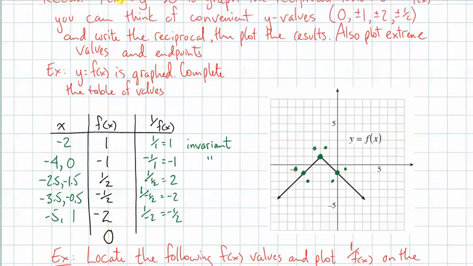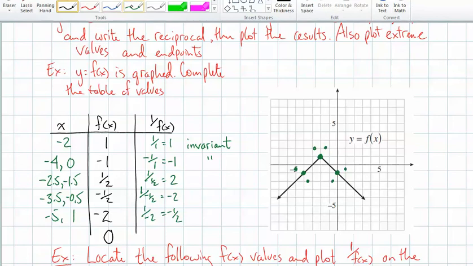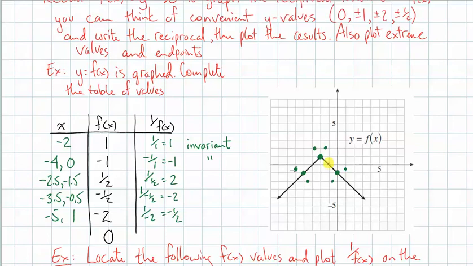Where is f of x 0? A very important consideration. Well, here's a 0. What's 1 over 0? Well, you can't divide by 0. This is called an undefined number. It's undefined as a real number. Happens at -1 and at -3. How do I plot undefined values?